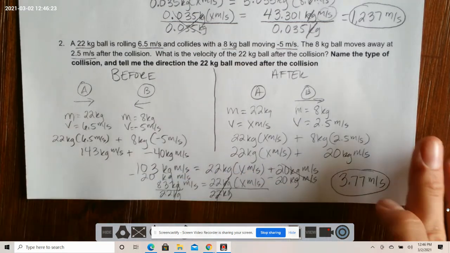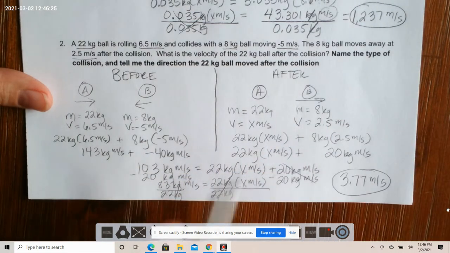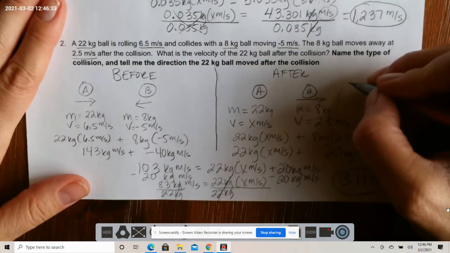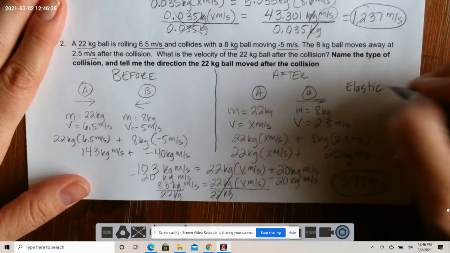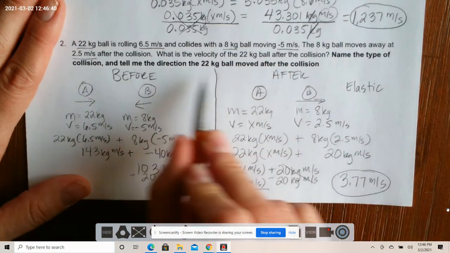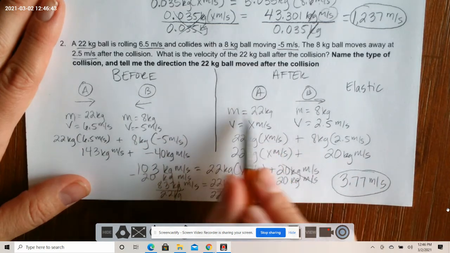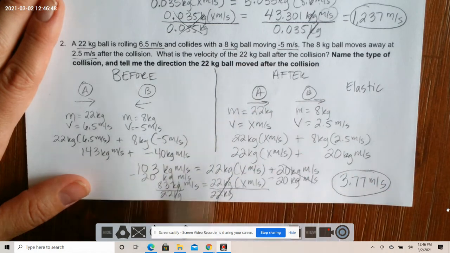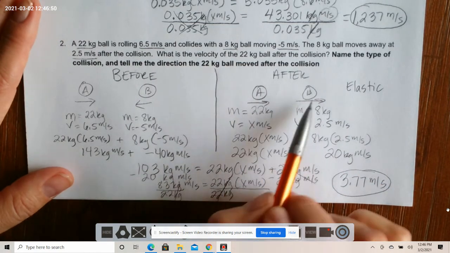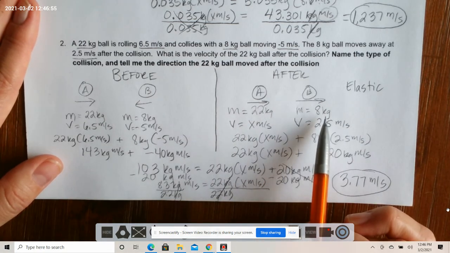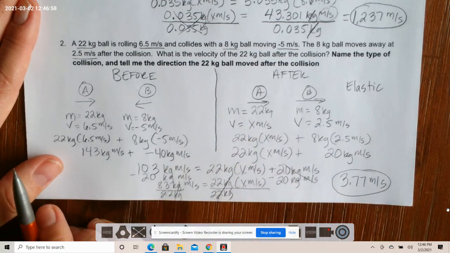Now, I need to tell you, we didn't say the type of the collision above there, but we're going to do it. But let's start with this one first. Name the type of collision. They bounced apart, so we know that that's going to be an elastic collision. And it also says, tell me the direction it moved after the collision. So in my diagram, it's showing the direction. Since it's a positive, I know that it's moving to the right as well. So ball A followed ball B. It's such a heavy ball that when it knocked ball B away, being a lighter ball, it followed it, okay, at 3.77 meters per second.